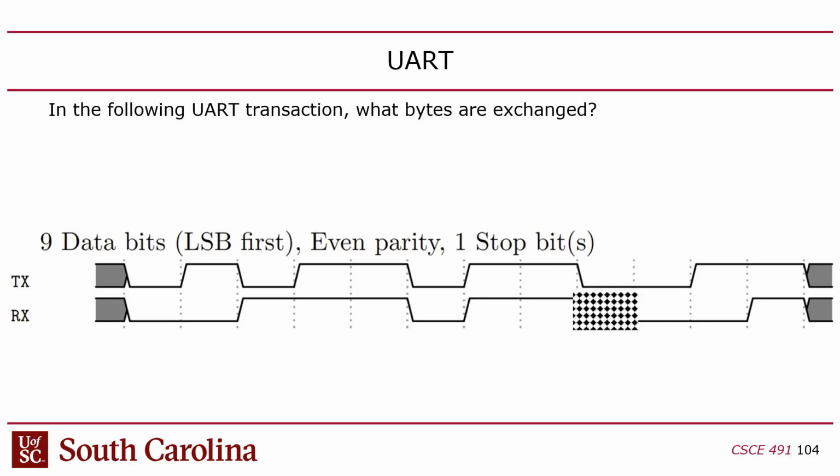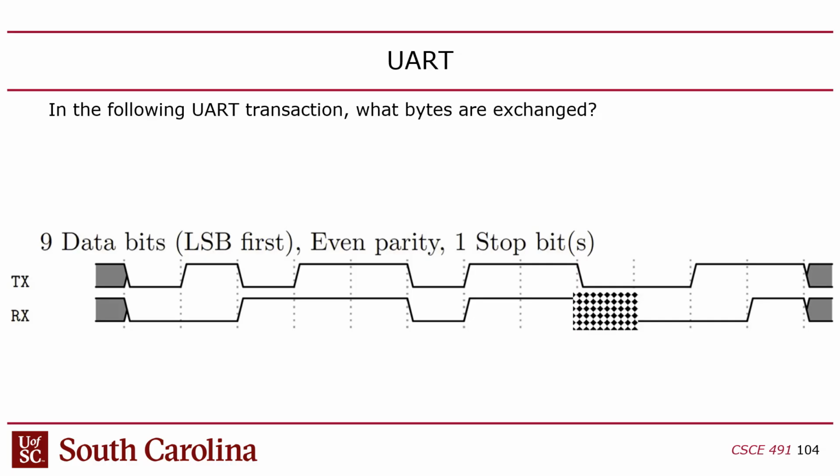In this case, there's just one stop bit. So I need to count all the 1 bits between the start and stop bit. So that would be 1, 2, 3, 4, 5, 6. So there's 6 1 bits, not including the start and the stop. And 6 is an even number, right? So it better be an even number because it's even parity. It's always going to be an even number, unless there's an error, right?